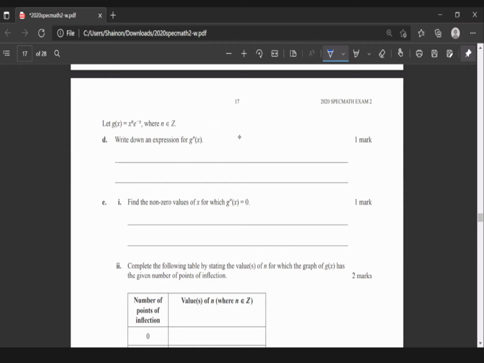Find the double derivative of this. Again, you can use the CAS, or you can do it by hand, but it's going to take some time. So x^n minus 2 e^(-x) minus n squared minus n. Equate this to 0. So you should get x equals n plus or minus root n.